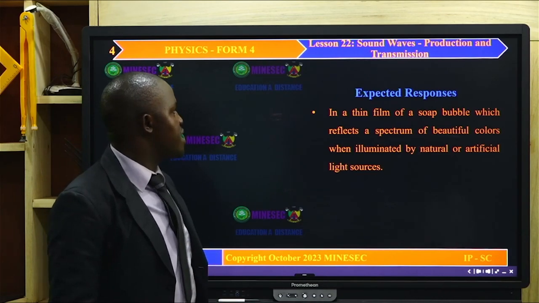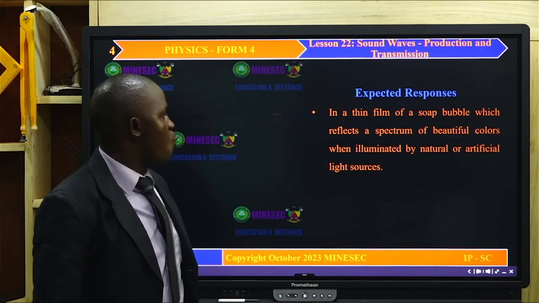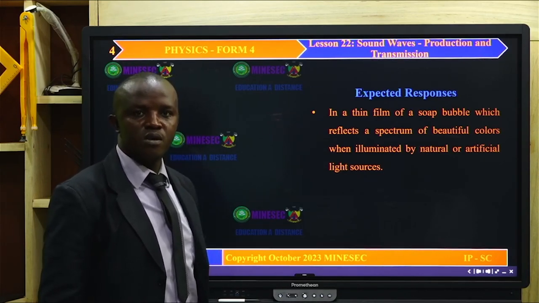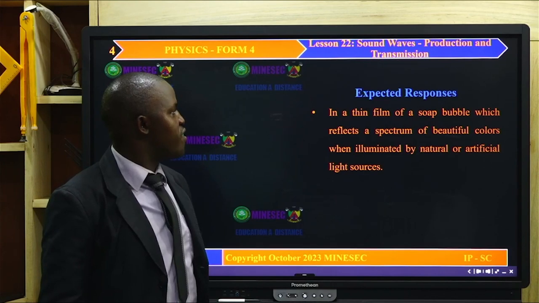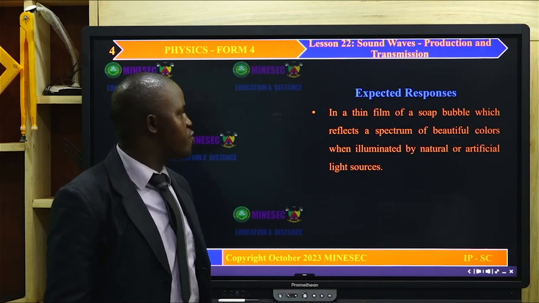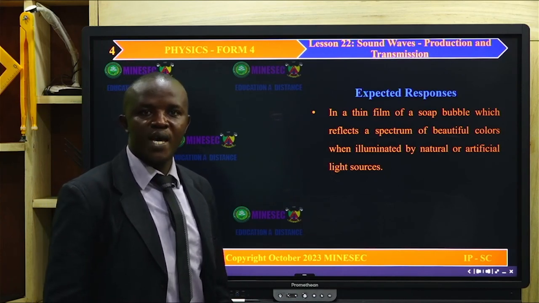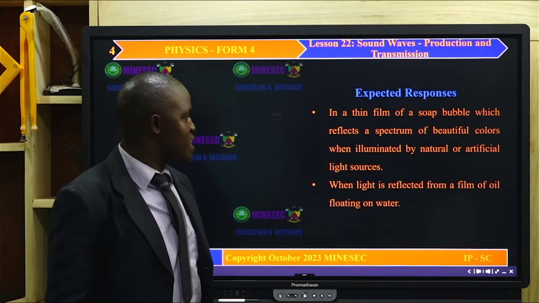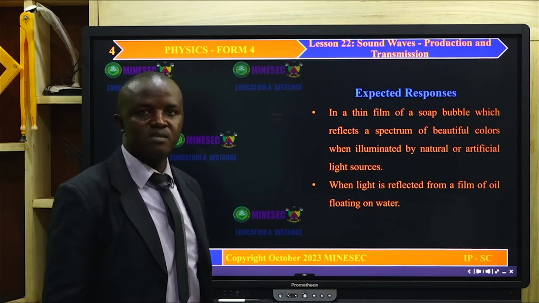We have a case like a thin film of soap bubble, which reflects a spectrum of beautiful colors when illuminated by natural or artificial light sources. It will reflect a spectrum of beautiful colors when you shine natural light on it, or when you shine artificial light on it. Then, when light is reflected from a film of oil floating on water, it also has the potential to produce the same effect.